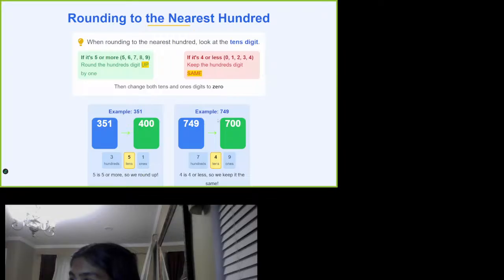And then we have another example, 749. And you look at the tens place and it shows 4 as the value. So we will round back down to this hundreds place, which will stay the same. So that means you have to round to 700.